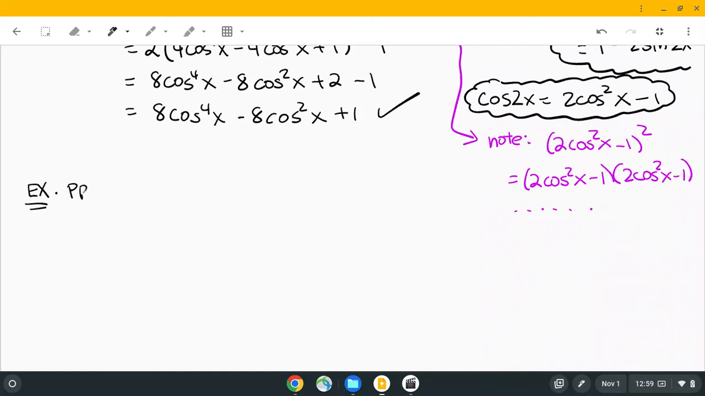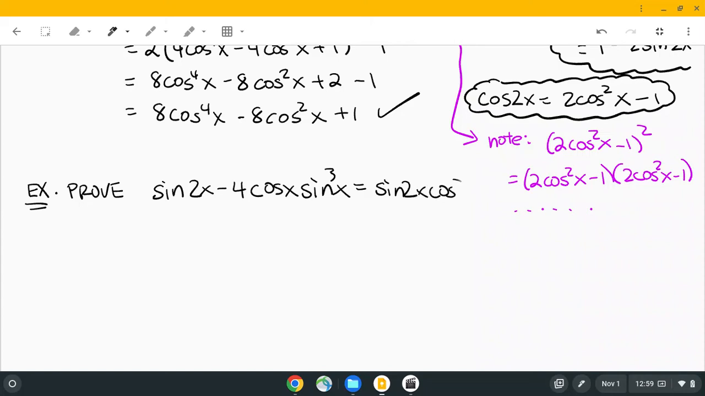All right, prove sine 2x minus 4 cosine x sine cubed x equals sine 2x cosine 2x. All right, let's go ahead and choose this side.